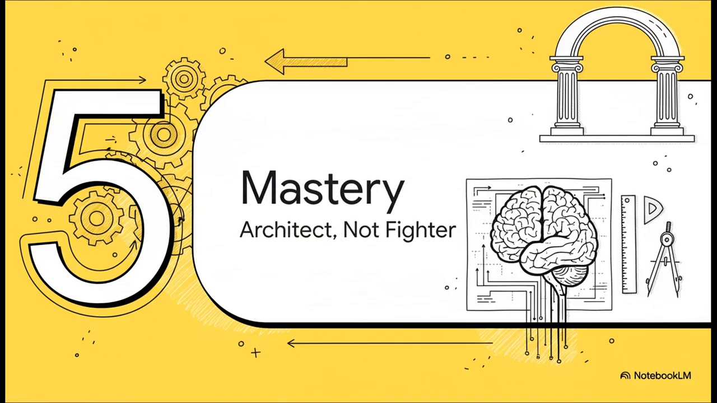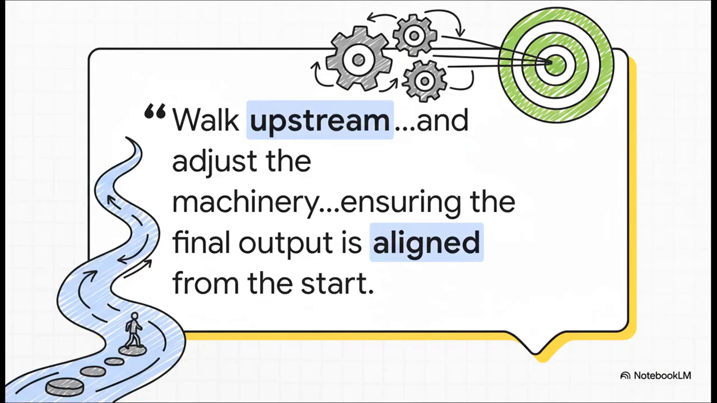And all of this brings us to our final section, which is a really powerful shift in perspective. Mastery, architect, not fighter. The goal here isn't to become a better fighter who's constantly at war with their own urges. The goal is to become an architect of your own mind. And wow, this quote just nails it perfectly. Understanding the decision loop is like having the full blueprint for a manufacturing assembly line. Instead of trying to fix the broken product at the end, you can walk upstream and adjust the machinery, so the final output is aligned from the very start. It's all about adjusting the machinery, not just dealing with the consequences.